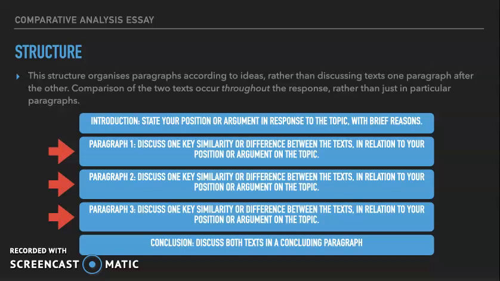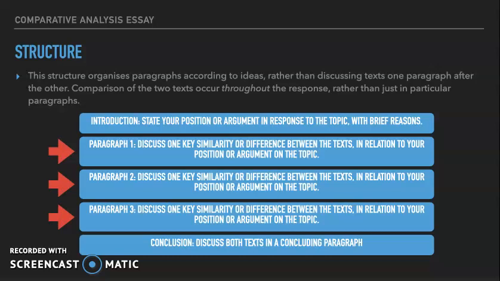So first of all, your introduction states your position or argument in response to the topic with brief reasons, and we're going to go into a lot of detail on that in just a few minutes. Paragraph 1, discuss one key similarity or difference between the texts in relation to your position or argument on the topic. Paragraph 2, same thing. Paragraph 3, same thing. Conclusion, discuss both texts in a concluding paragraph.